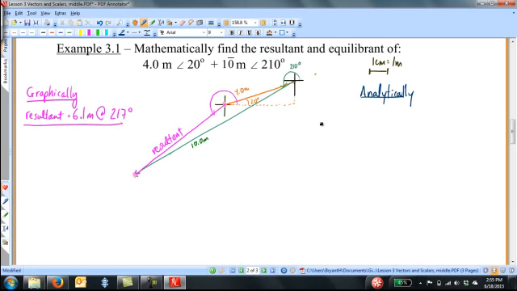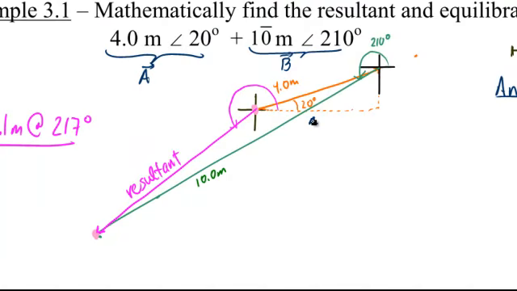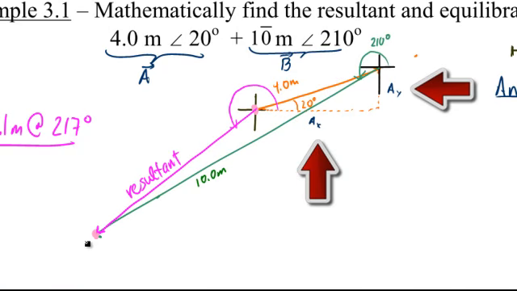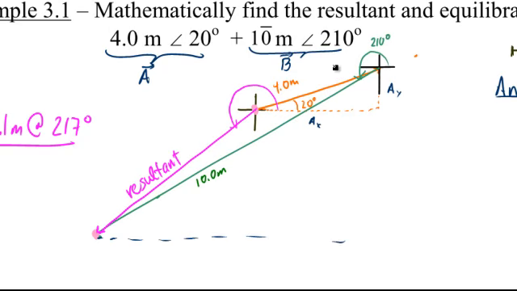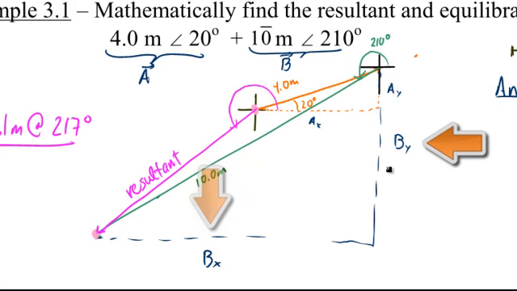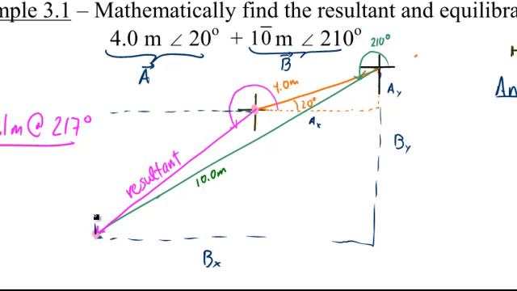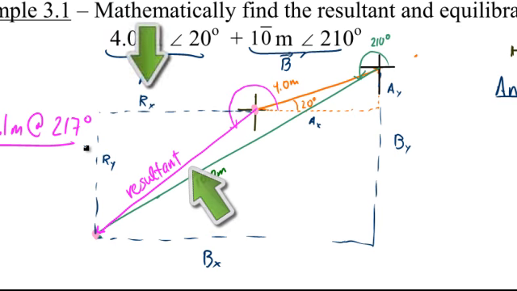Now I want to find the resultant analytically. I'm going to call the first vector vector A, and I'm going to call the second vector vector B. I want to find the length of AX and AY, and then I want to form a right triangle out of my second vector and find the length of the horizontal part of that, which I'll call BX, and the vertical part of that, which I'll call BY. Finally, I'm going to construct a right triangle out of the resultant. I'll call the resultant R, and it has an X part and a Y part.